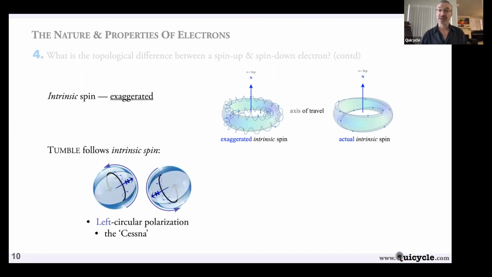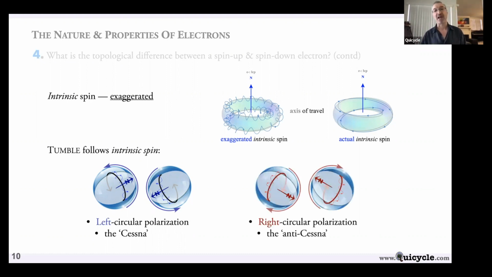Also, please note that the tumble of that ring structure is going to follow the same polarization of the intrinsic photon, obviously, because the tumble is the angular momentum consequence of that photon's rotation. So we're going to call left circular polarization the Cessna and right circular polarization the anti-Cessna.